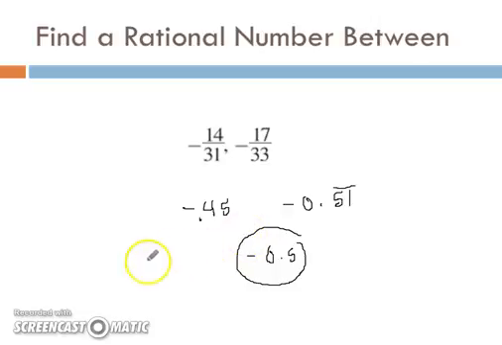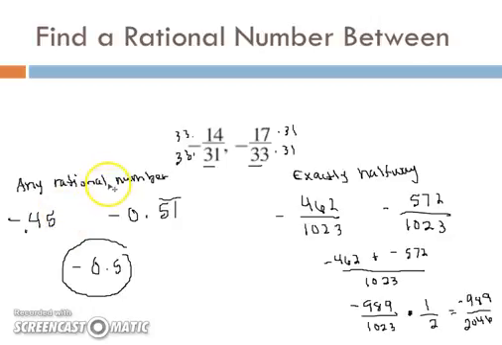But if you want exact ones, you need to convert these to like fractions with common denominators, and then add them together and divide in half. So to find the decimal that's exactly halfway through, you need to rewrite each fraction with a common denominator. And the common denominator is multiplying these two denominators together. So we rewrite this fraction by multiplying the numerator and the denominator by 33 to get 462 over 1023. And the other fraction, we multiply top and bottom by 31 to get 572 over 1023.